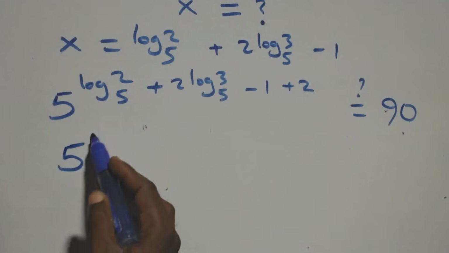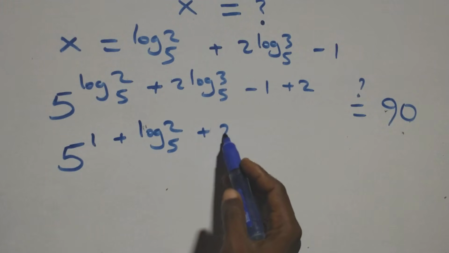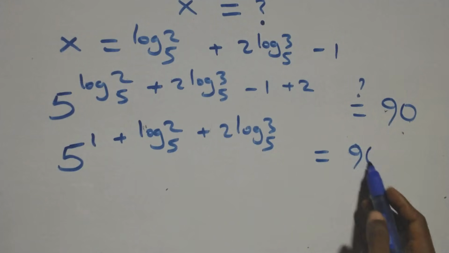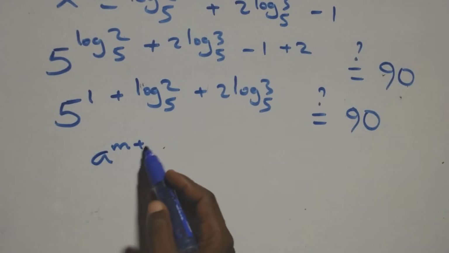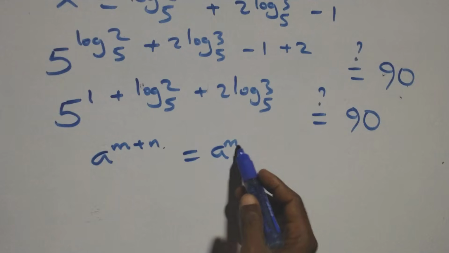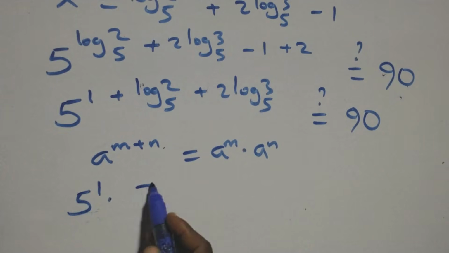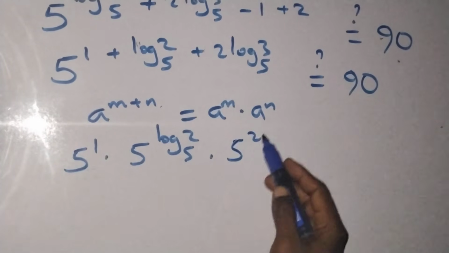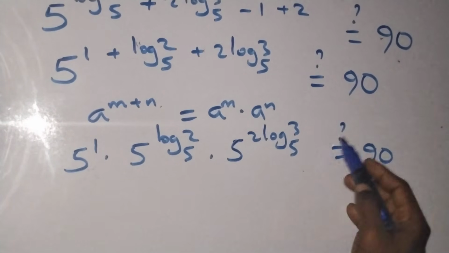This becomes 5 raised to power 1 plus log 2 base 5 plus 2 log 3 base 5. Is it equal to 90 on this side? When we apply the law of indices, when we have a raised to power m plus n, this is the same thing as a raised to power m times a raised to power n. For this, we can write 5 raised to power 1 times 5 raised to power log 2 base 5 times 5 raised to power 2 log 3 base 5. Is it equal to 90 on this side?